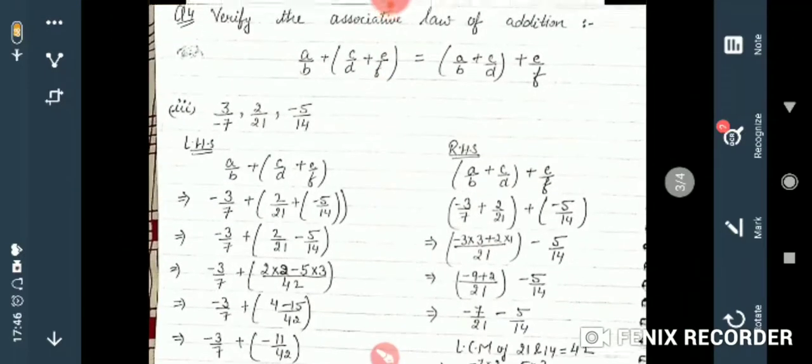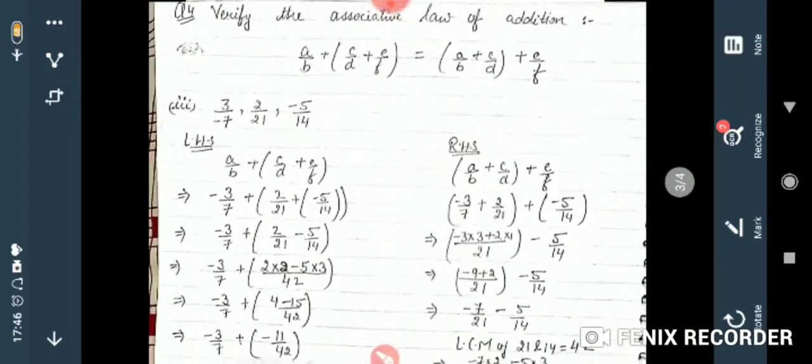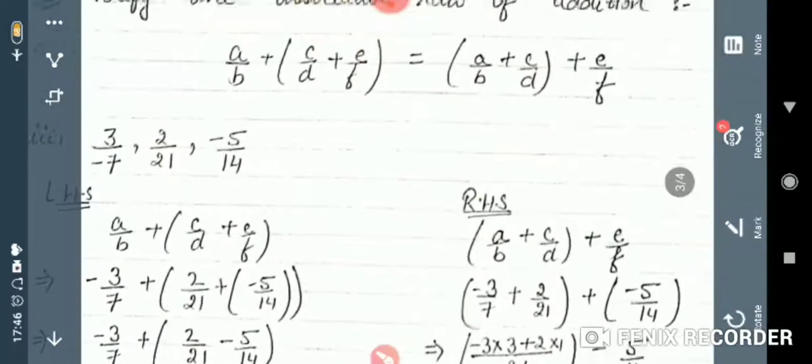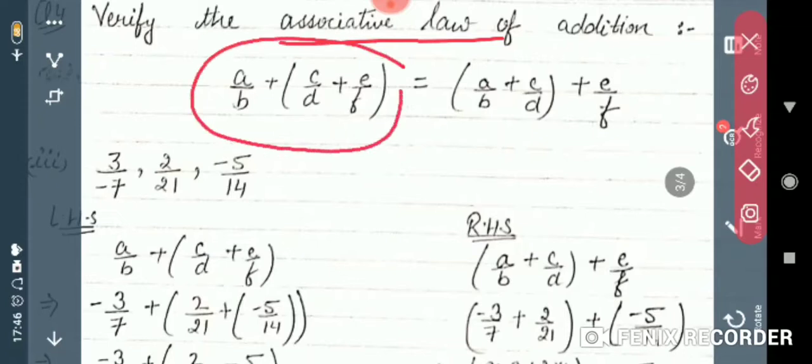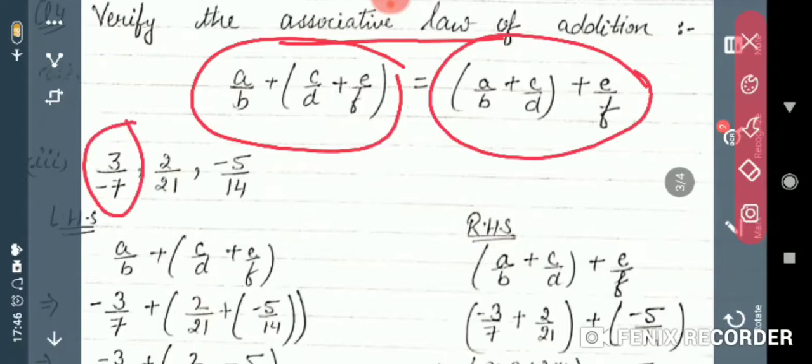Now the next property is the associative law of addition. What is the associative law of addition? When you have to add 3 rational numbers, at that time you will apply this property. And here this LHS should be equal to RHS. So as in this, A upon B, C upon D, E upon F.